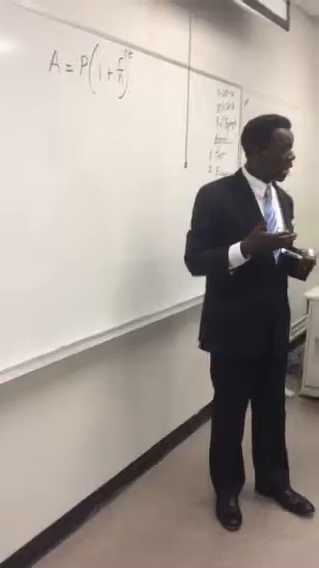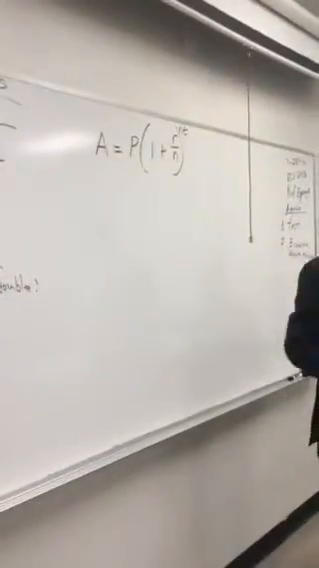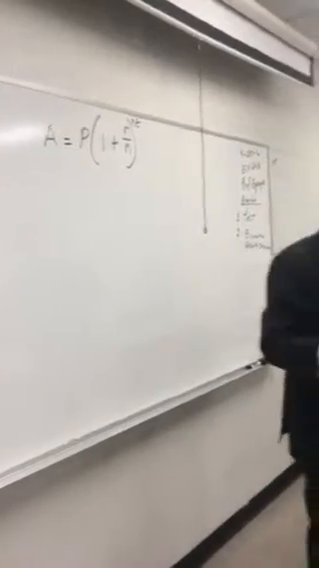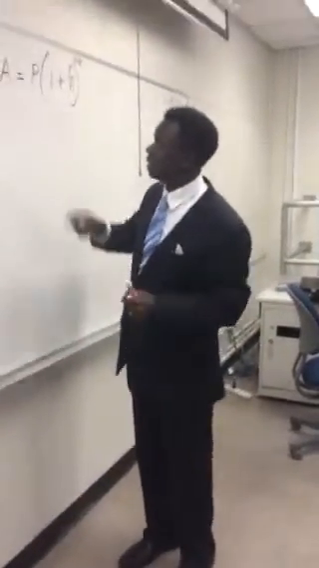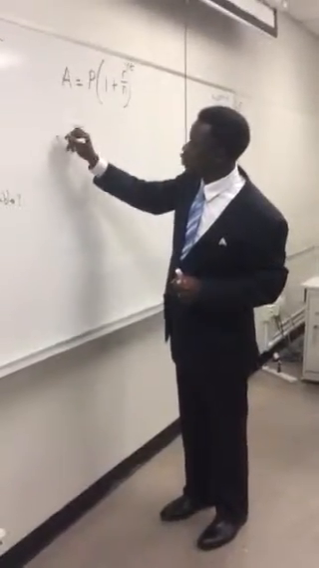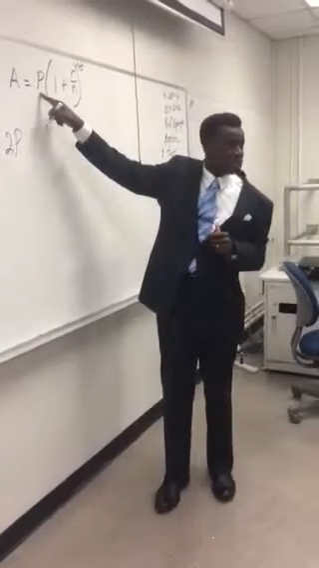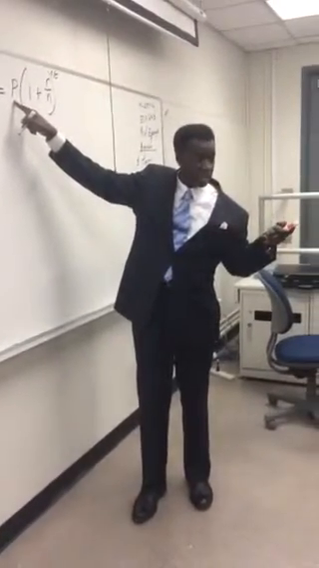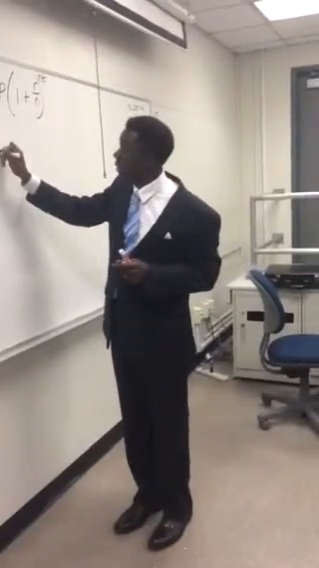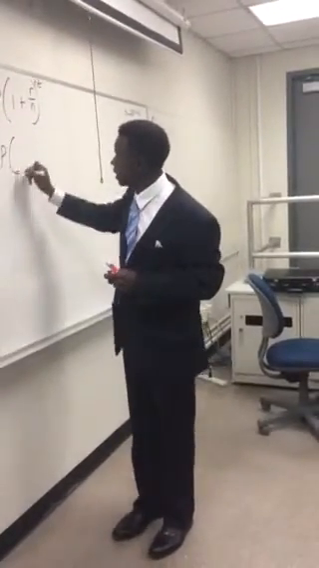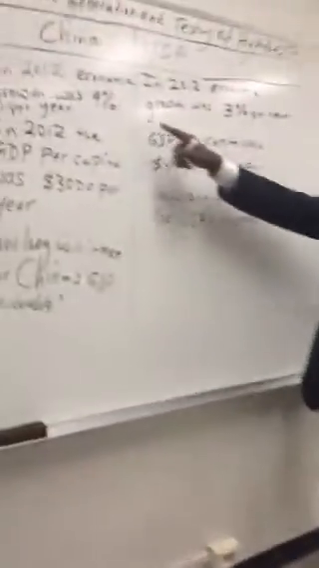Now we said we want to know how long it's going to take for China's GDP per capita, or in fact for the USA's GDP per capita, to double. So this A becomes 2P, because we want to know how long it's going to take for the principal to double. Okay, so we're going to call this A 2P, and then 1 plus the interest rate, which is 9%, isn't it?